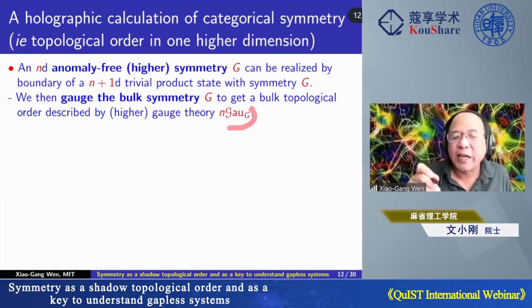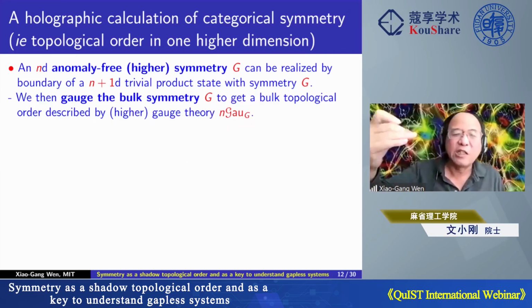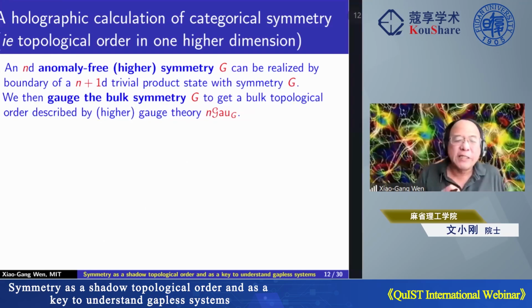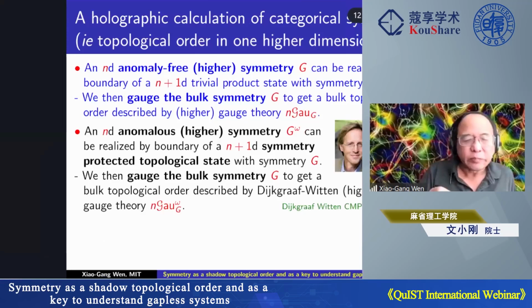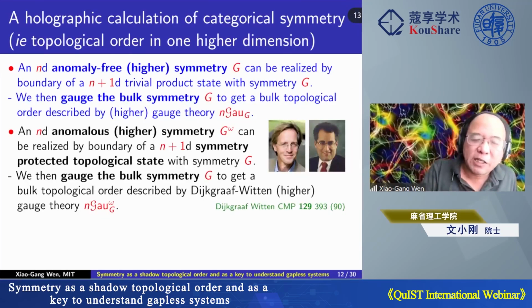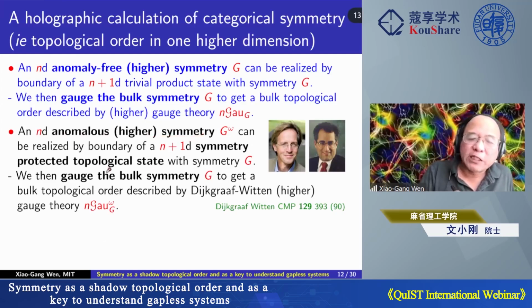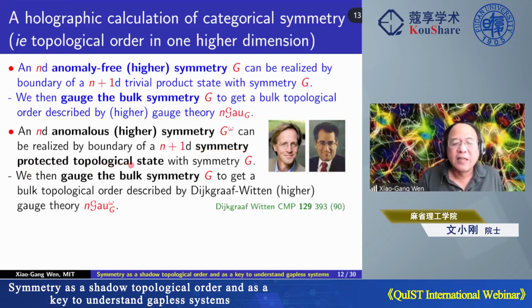And so gauging the bulk symmetry is a way to produce a categorical symmetry. And this works even for anomalous symmetry. Because if you have anomalous symmetry, then the system can be viewed as a boundary of a one higher dimensional SPT state. Okay. And then we can gauge the bulk symmetry in the SPT state.